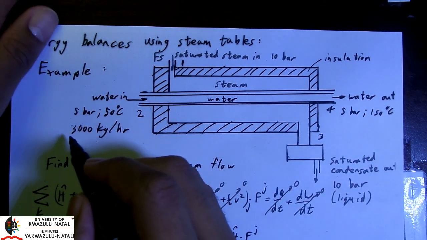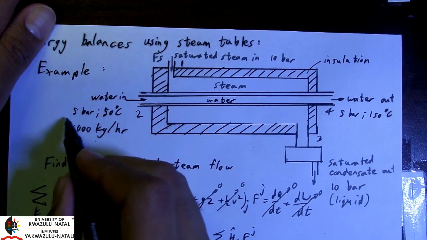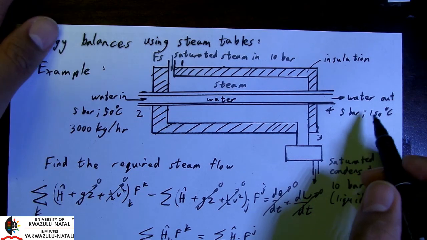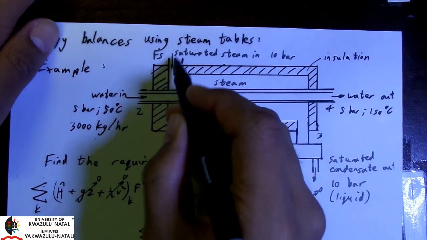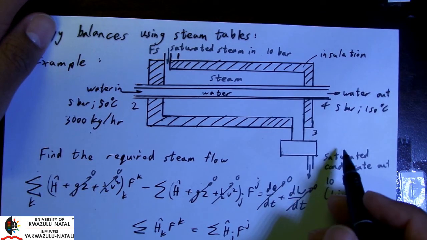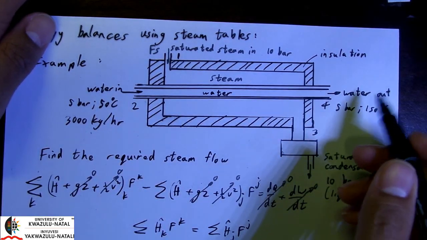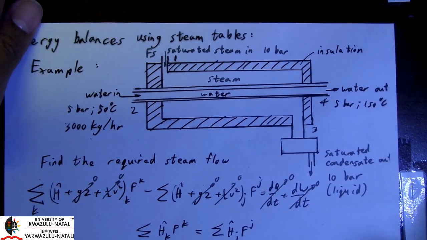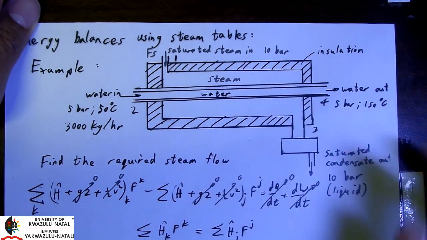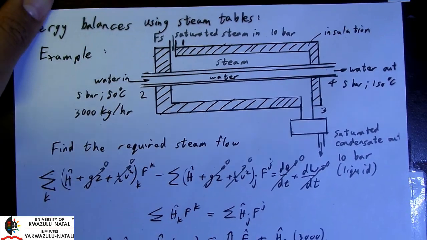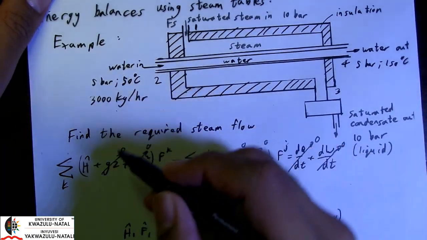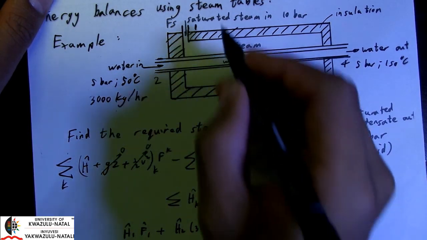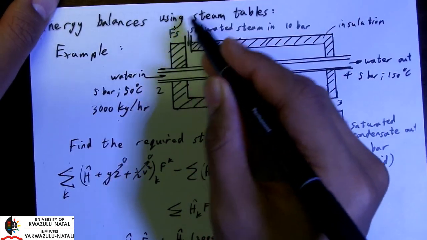Okay, and we are given a mass flow rate for the water, and also we have 5 bar water coming in and water coming out as well. Okay, now it's quite obvious that F1 will equal to F3, the mass flow rate, and F2 will equal to F4. Okay, there's no actual mixing occurring, it's simply energy transfer from the saturated steam to the water. So let's consider our energy balance. Okay, and we want to of course find the required steam flow. Okay, so this is what we require, our Fs or F1.